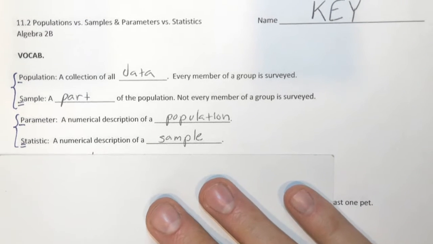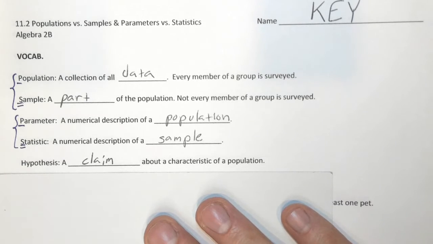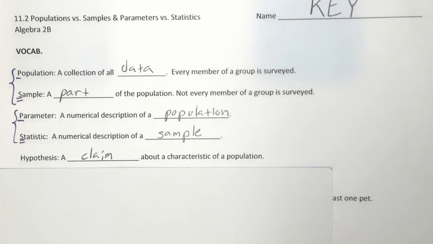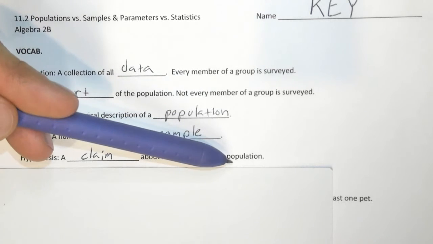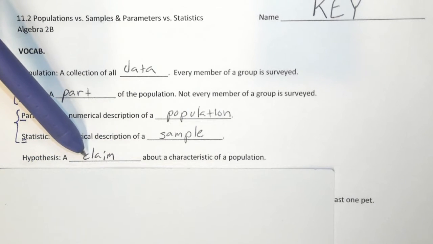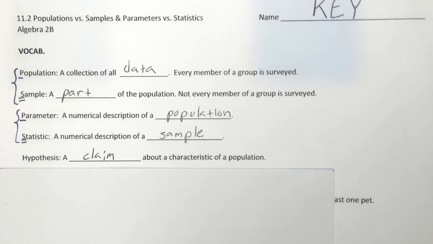There is one last term here as well, and that is hypothesis. This is a scientific term, but we're going to use it here as well. In this case, a hypothesis is a claim about a characteristic of a population. So as I was stating earlier, maybe you're going to sample some women, and when you do that, you're going to come up with a hypothesis, and you're going to try to use that information to generalize to the entire population of women, which means that you would be building a claim, you would be building a hypothesis.